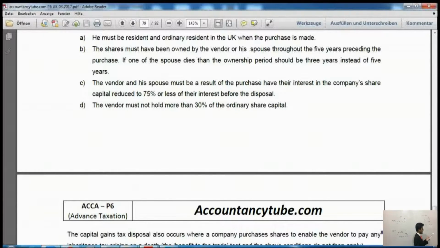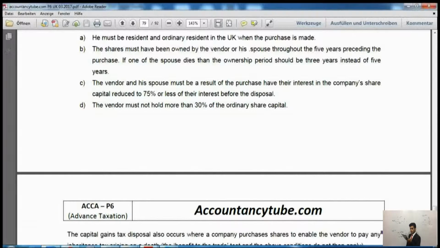Now, if one of the spouses dies, then the ownership period should be 3 instead of 5 years. Say, for example, Mr. A's wife held the shares, and then she died after holding the shares for 2 years. Then Mr. A, her husband, took over the shares and held them for another 1 year. So the total ownership period will be considered, including that of his wife. The total period will be 3 years in this case, and the condition will be satisfied. As it says here, if one of the spouses dies, then the ownership period should be 3 years instead of 5 years.